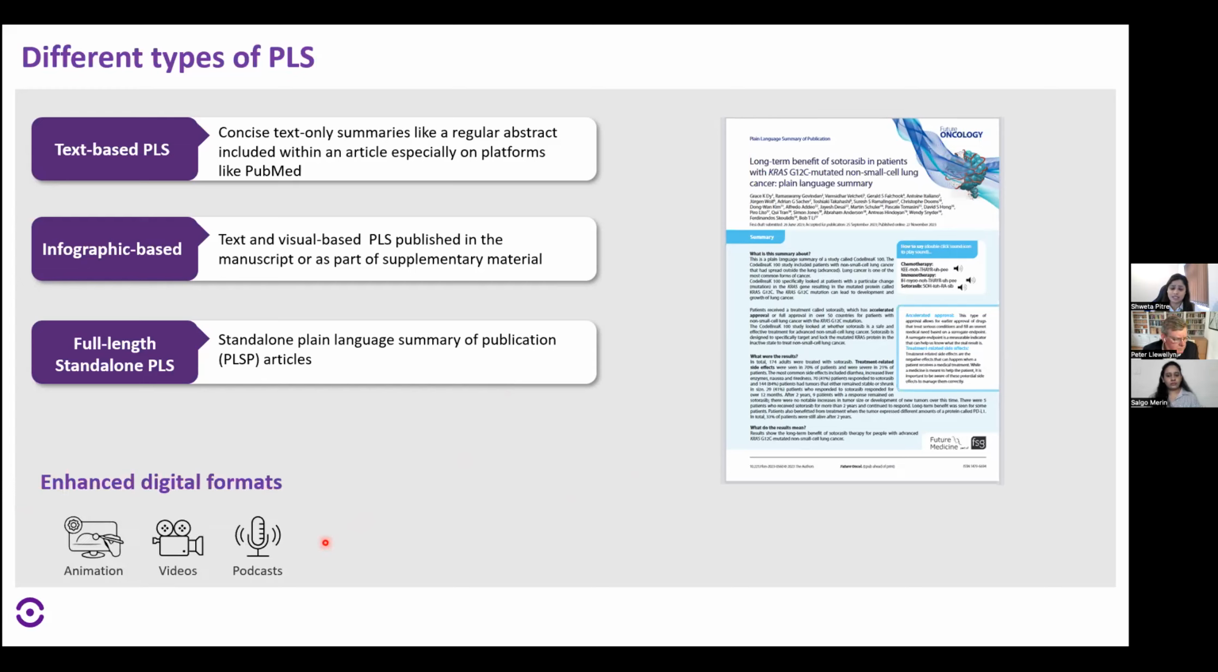Moving on to enhanced digital formats. I won't talk a lot about these today, but there are some, like animated videos in plain language. You have some videos which talk about the mechanism of action or some treatment regime in video formats, but in lay language. Then you have some doctors talking about treatment aspects, following a landmark study or something like that, in podcasts. So these are other digital formats where you would come across plain language summaries.